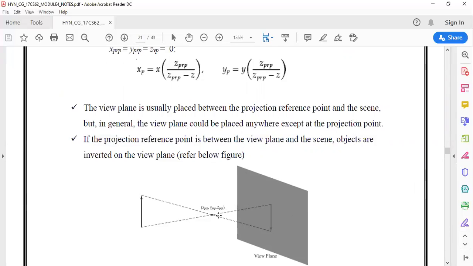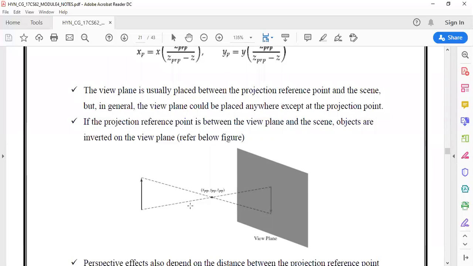If I place my view plane behind my projection reference point, then the object view appears inverted. If the projection reference point is in between the view plane and the scene, and I want to display a line which is upward, but my projection reference point, the center of projection, is in the center and the view plane is at the last, then I will get an inverted image of the scene on the view plane.